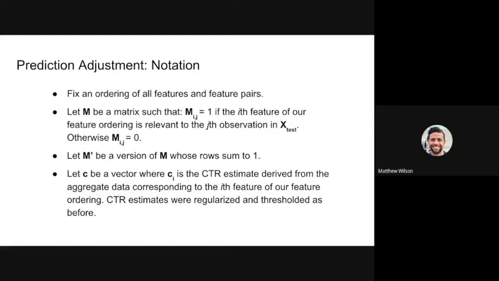We also need to introduce this vector C. C is for CTR. The ith entry of C is the CTR estimate derived from the aggregate data corresponding to the ith feature of our feature ordering. And as a small detail, the CTR estimates in C were regularized and thresholded as Marco described before for the classical predictions.